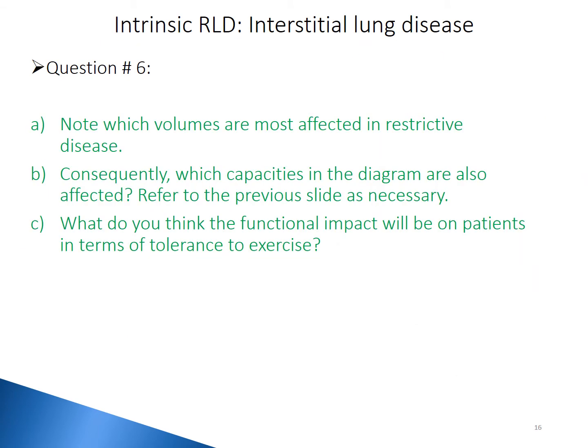So as promised, here's question number 6. I'd like you to note which volumes are most affected in restrictive disease. Consequently, which capacities in the diagram are also affected? You can refer to the previous slide as necessary. And what do you think the functional impact will be on patients in terms of tolerance to exercise?